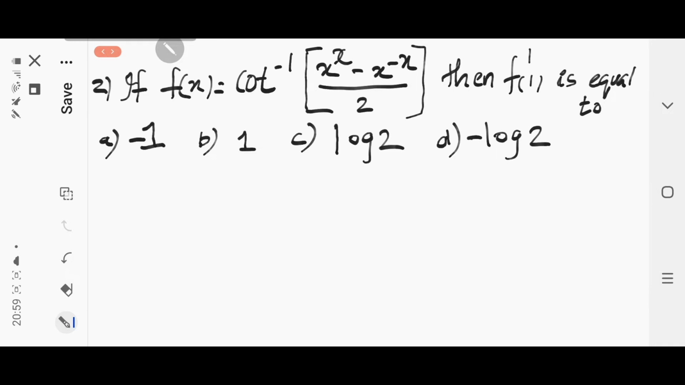Okay, going to the second question. Here is given: if f of x is equal to cot inverse of (x raised to x minus x raised to minus x) the whole divided by 2, then f dash of 1 is equal to. You know that when you write f dash of something, it means you have to take the derivative of this function. Therefore, you have to take the derivative of which one? Cot inverse of this thing. Cot inverse of which one? X raised to x minus x raised to minus x, right? The whole divided by 2. You take the derivative of this thing.